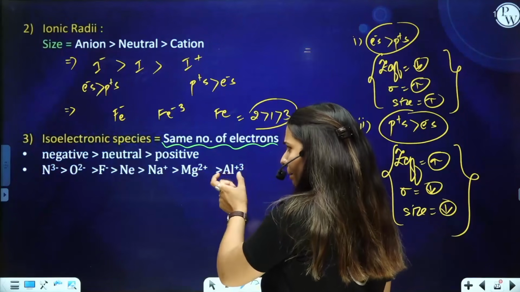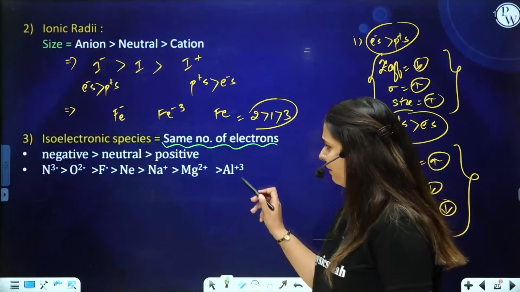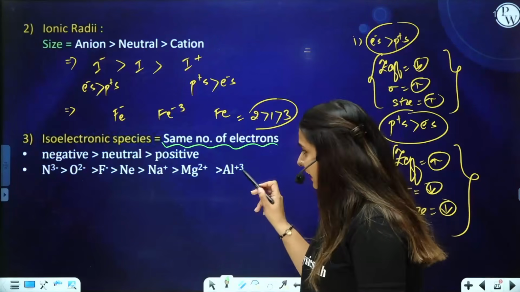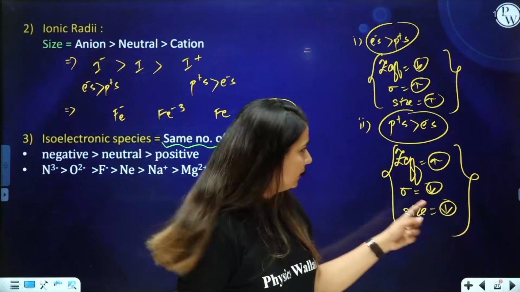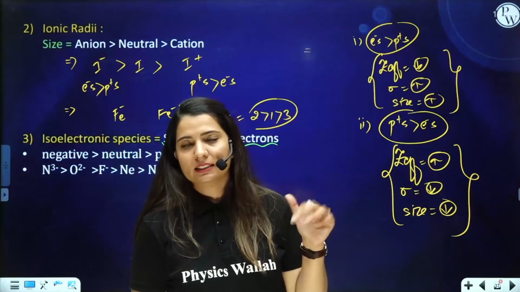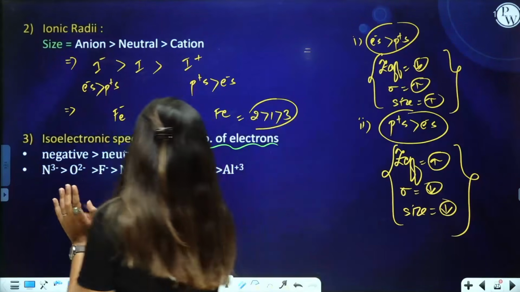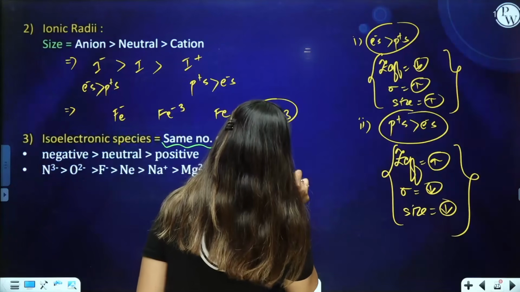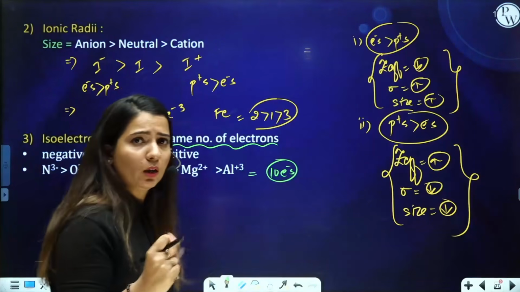If you compare the positive charges, this is having greater positive charge, it is having greater number of protons, less number of electrons. Greater the number of protons, less is the size. Okay, remember this thing. All of them have electrons equal to 10.